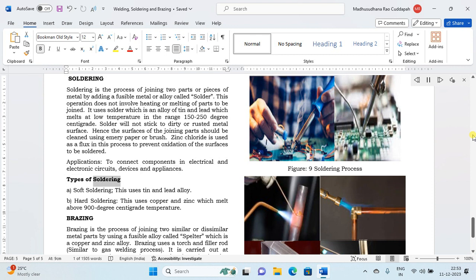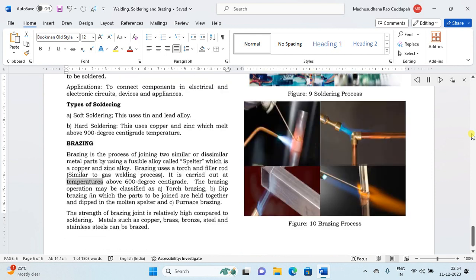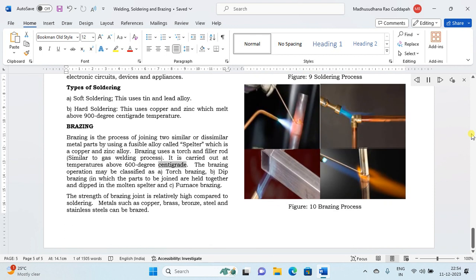Types of soldering. A. Soft soldering. This uses a tin and lead alloy. B. Hard soldering. This uses copper and zinc which melt above 900 degrees centigrade. Brazing. Brazing is the process of joining two similar or dissimilar metal parts by using a fusible alloy called spelter, which is a copper and zinc alloy. Brazing uses a torch and filler rod, similar to the gas welding process. It is carried out at temperatures above 600 degrees centigrade.